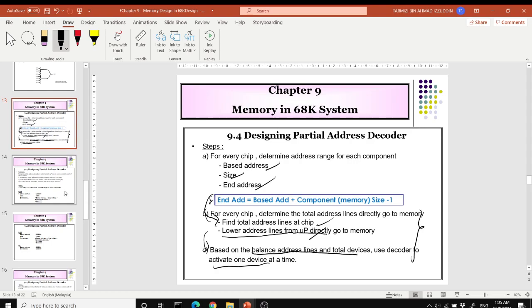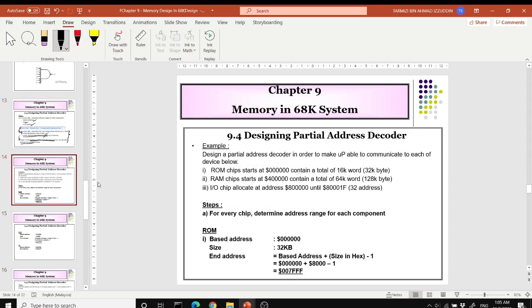Okay, so now without further ado, let's look at an example of how we're going to design a partial address decoder. This is just an example of a question. The question asks you to design a partial address decoder in order to make a microprocessor able to communicate with each of the devices below.